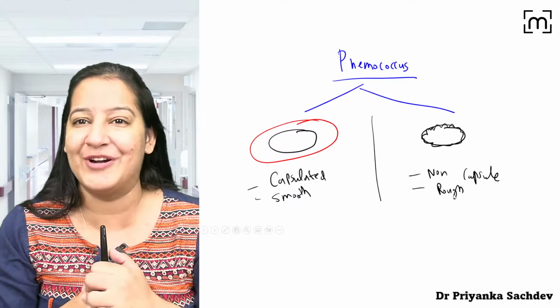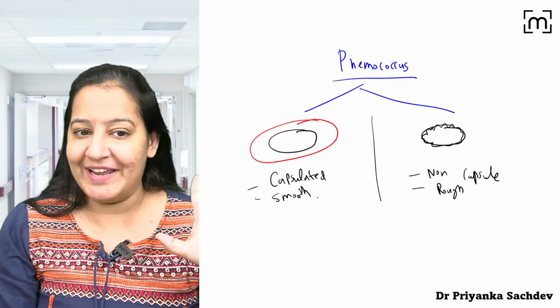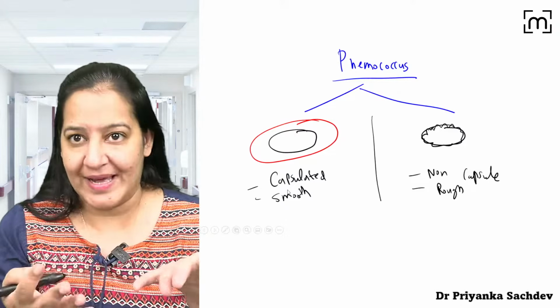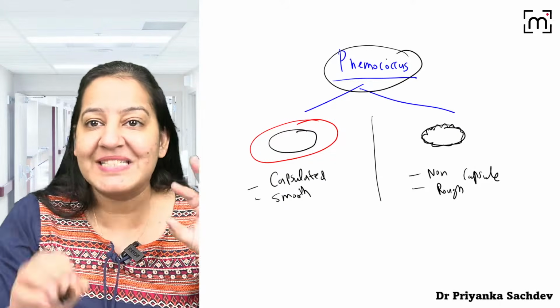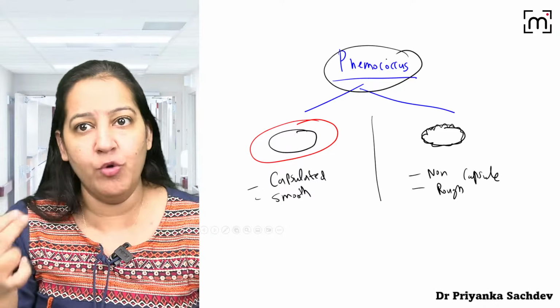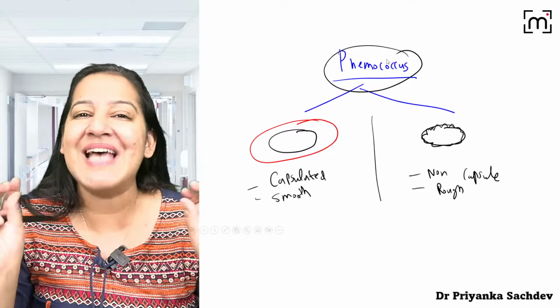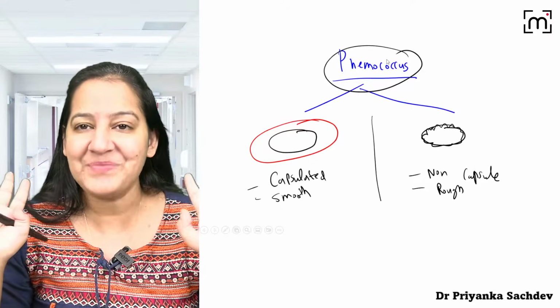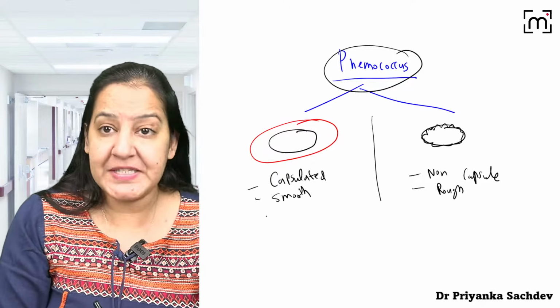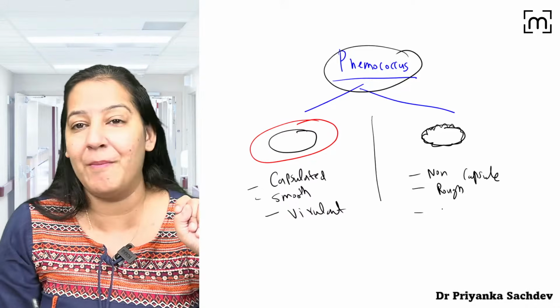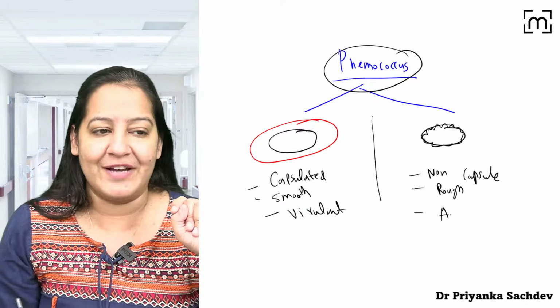Yes, I am coming to that point, Shubhangi. Shubhangi is absolutely right. Capsule is necessary for producing a disease, for producing virulence. If you want pneumococcus to cause disease in any animal or human, it should have a capsule. Without a capsule, pneumococcus does not cause any disease. They are harmless. You got my point? So the capsulated forms are virulent and the non-capsulated forms are non-virulent, or avirulent.